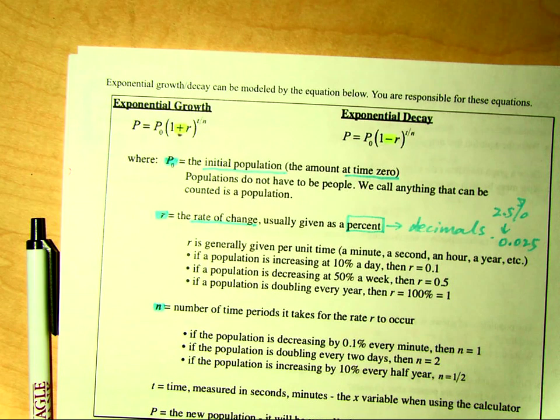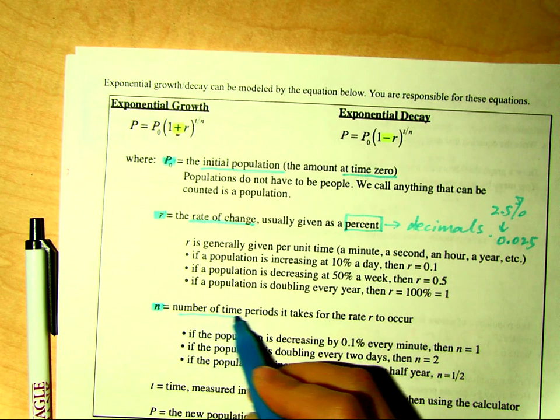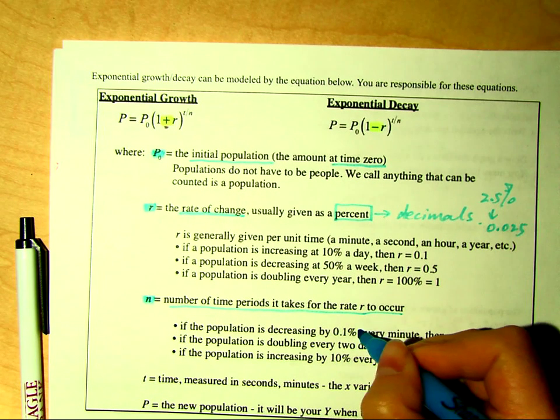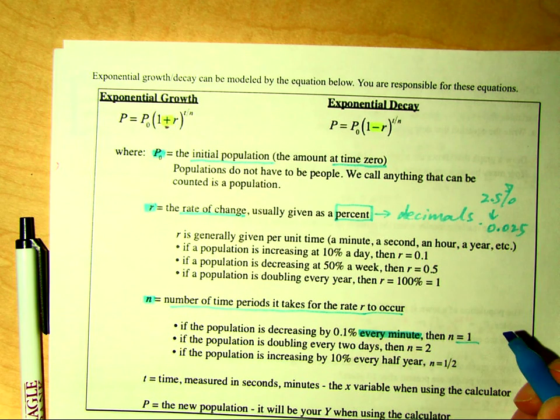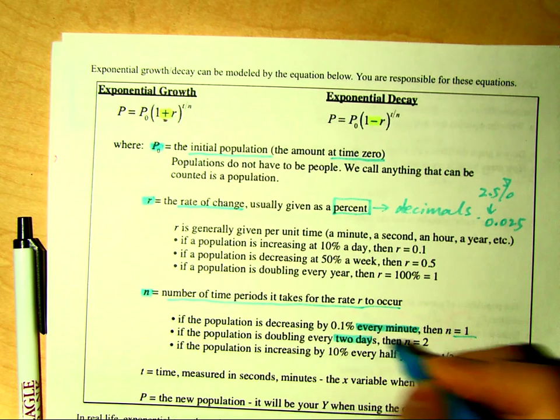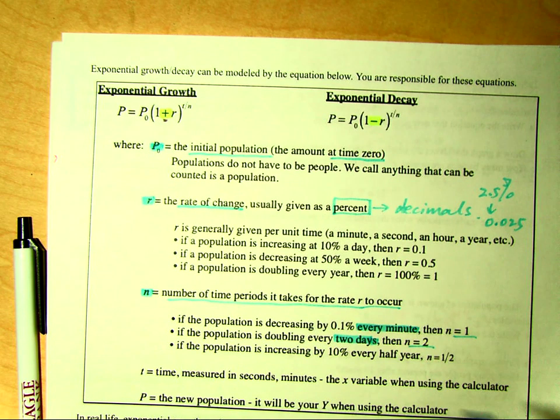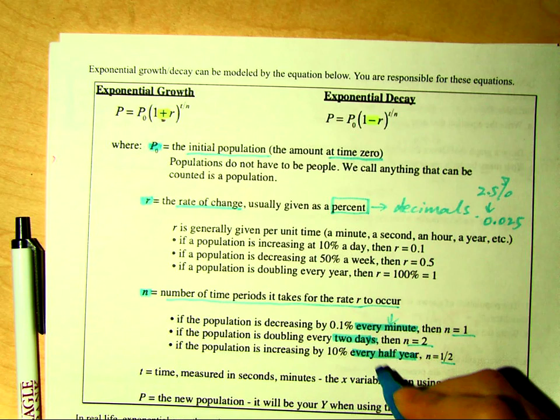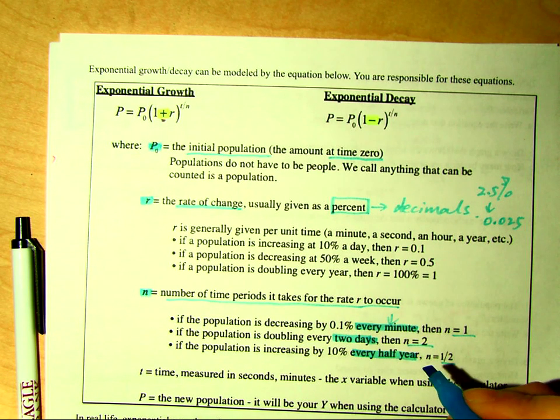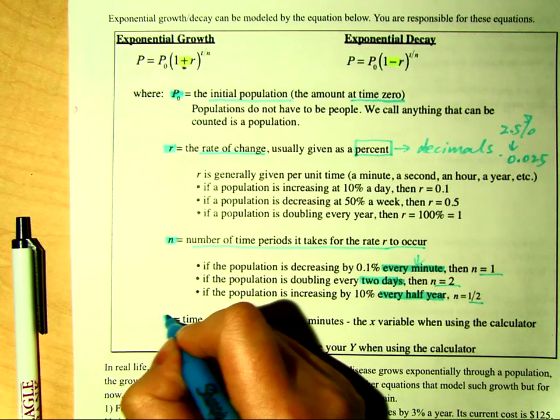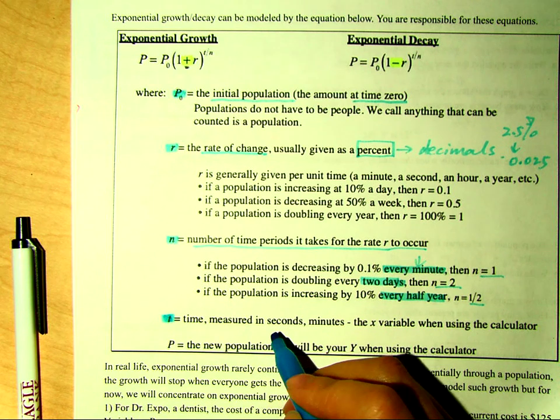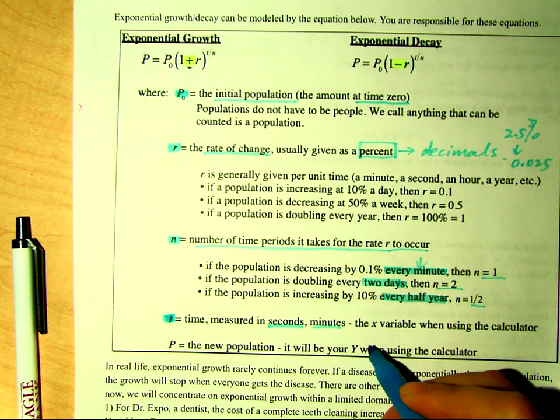Next one, n. n is the number of the time period it takes for the rate R to occur. So if we have every minute, that means n is 1. If we have every 2 days, that makes n be 2. If we have every half year, that will be 1/2. Okay, this value of n actually comes from here. So you need to read the question carefully to figure out the value of n. And t will be the time. And the unit of the time t can be seconds, minutes, hours, or days.